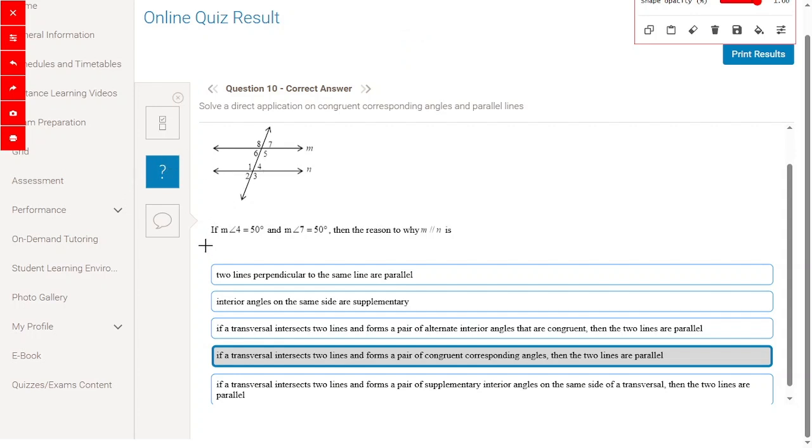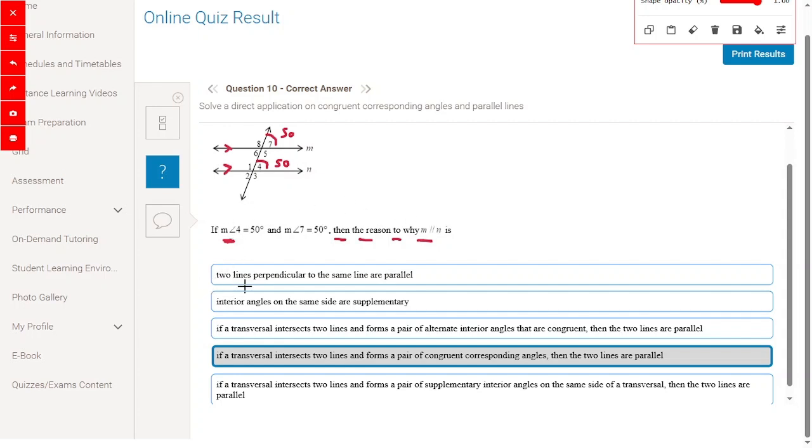Now for this figure, we have the measurement of angle 4 and angle 7. These are corresponding angles, one internal angle and one external angle. And if these two lines are parallel, if line M is parallel to line N, and this line is a transversal, that means these two angles are congruent and equal. Okay, so now here the measurement of angle 4 is 50, and the measurement of angle 7 is 50. So they are equal. So then the reason why M is parallel to N, so let's see now.